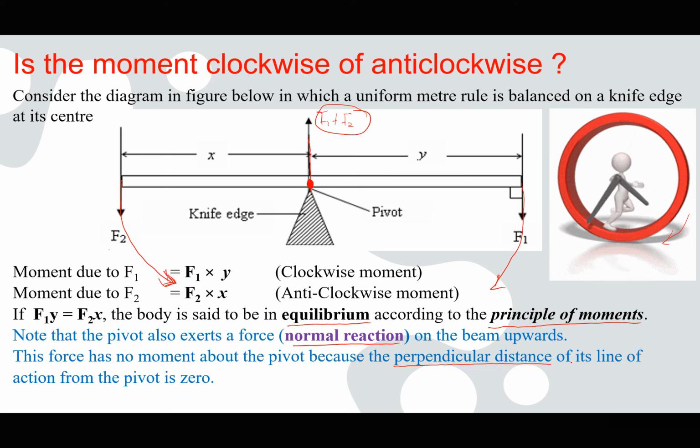Whenever the line of action of a force acts through the pivot, or through the point we are taking moments, it means its perpendicular distance is zero. And since moment is force times perpendicular distance, its moment is going to be zero.